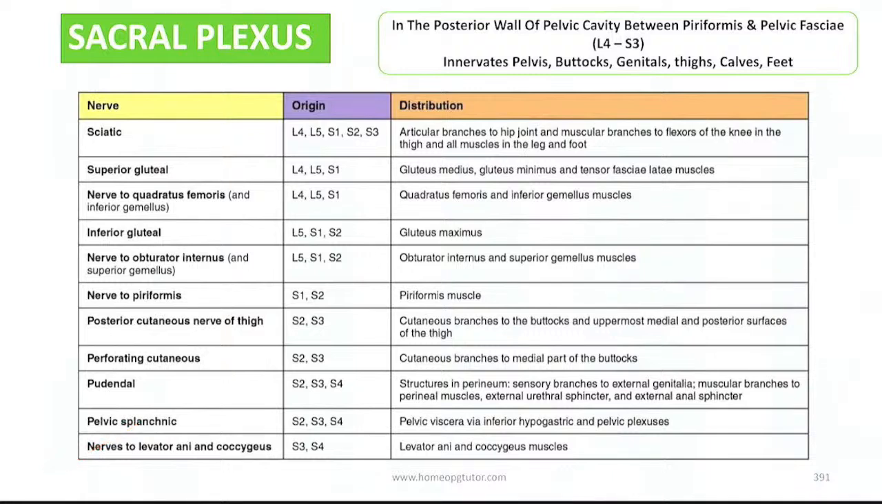The major nerve is the sciatic nerve, and questions can be asked regarding the inferior gluteal nerve and also the pudendal and pelvic splanchnic nerve. Okay, these gluteal nerves, the sciatic nerve, the pelvic splanchnic nerve and the pudendal nerve, you have to know. Other things, if you don't know also, it is fine. Okay.